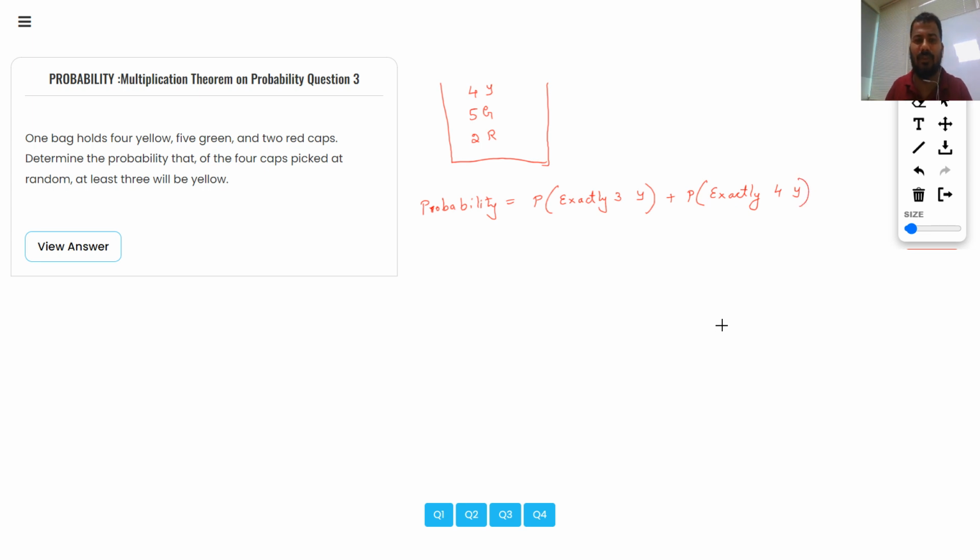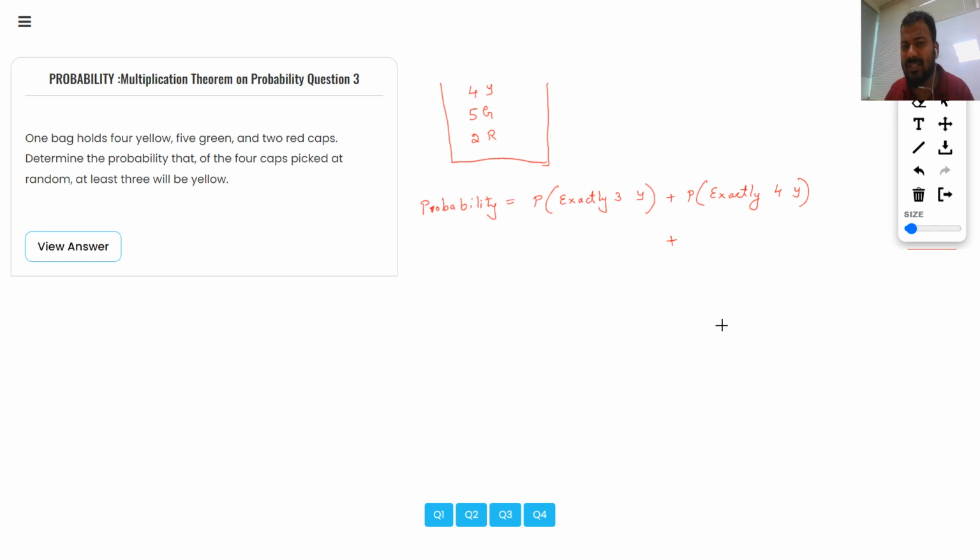So this is what we are going to take out. At least means either it can be 3 or it can be 4. We don't have 5 because we are going to pick up a maximum of 4 items. Now if I look into exactly 4 yellow, it's very simple. You have got 4 yellows and you have got overall 11. So what is the probability that you will pick all the 4 yellows?